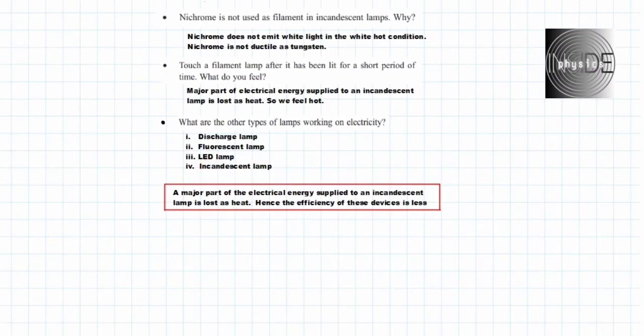And a very important point to take care of is that a major part of the electrical energy supplied to an incandescent lamp is lost as heat. Hence, the efficiency of these devices is low. So the efficiency of the incandescent lamp is very low because electrical energy is lost as heat. Efficiency is very low for the incandescent lamp when compared to LED and discharge lamps, etc. So this is today's class.